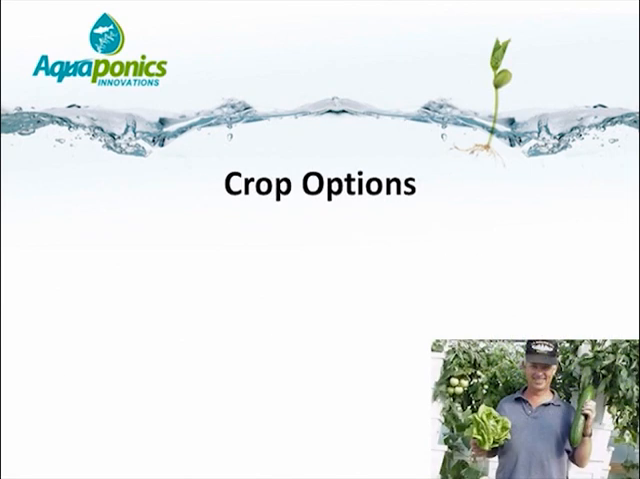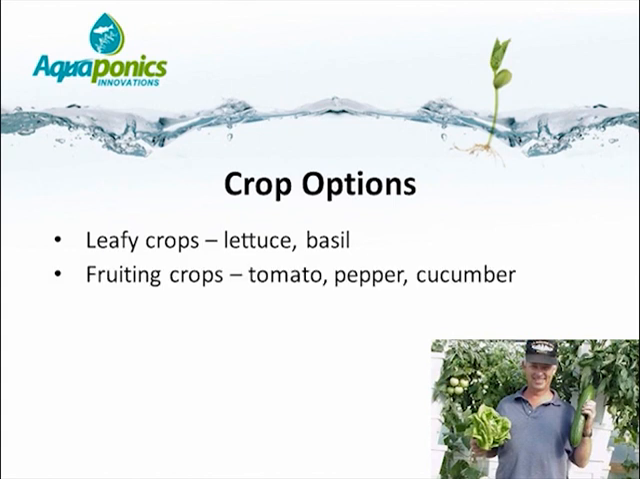Crop options. By far the most successful crops in an aquaponics environment are your leafy crops, such as lettuce and basil. Fruiting crops are also successful where we have sufficiently high nutrient levels, and here we would include things such as peppers and tomatoes. Essential oils are also a possibility because of the intense flavor and aroma associated with crops grown in an aquaponics environment.